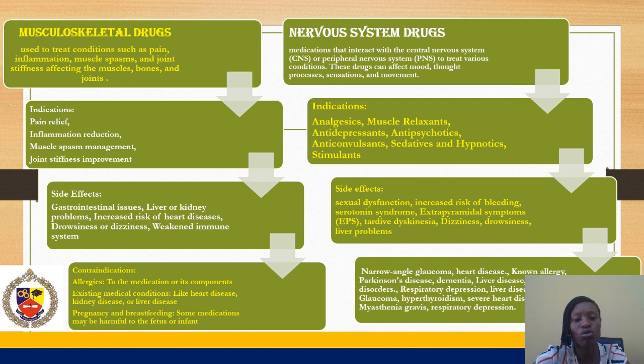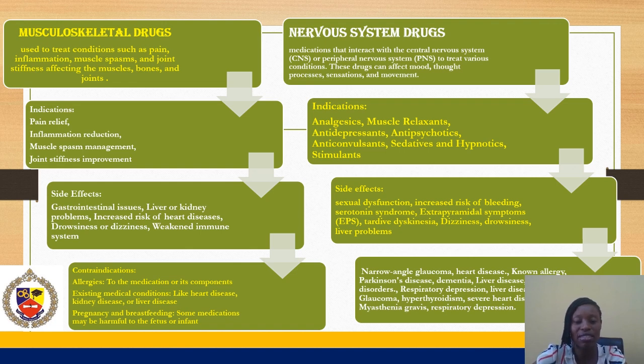We have the musculoskeletal drugs. These are drugs that are used to treat conditions such as pain, inflammation, muscle spasm, joint stiffness that affect the muscle, bones, and joints. They can be used for pain relief, inflammation reduction. And they have side effects also, gastrointestinal issues, liver or kidney problems.